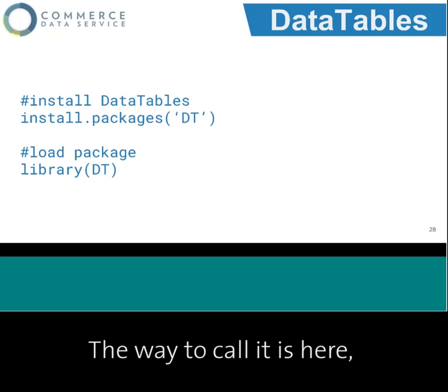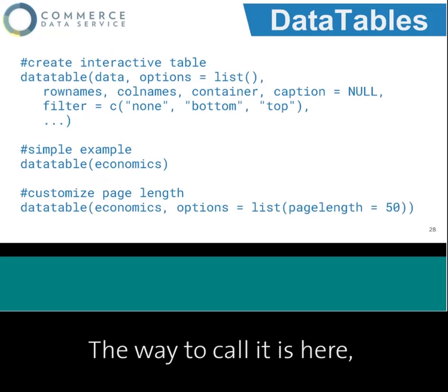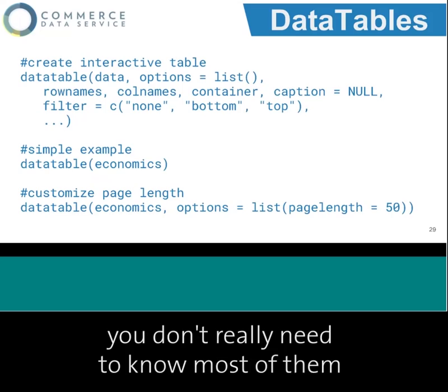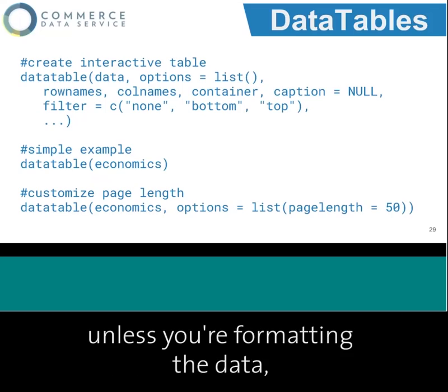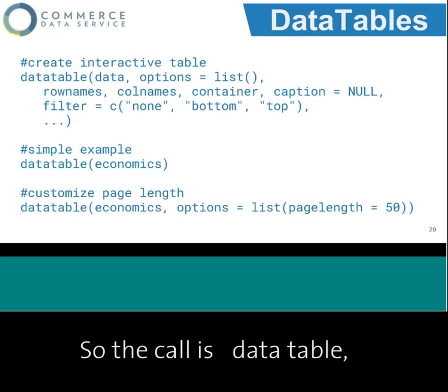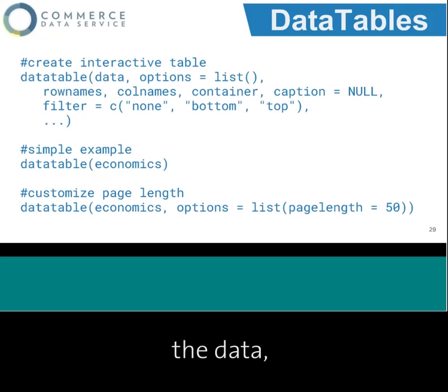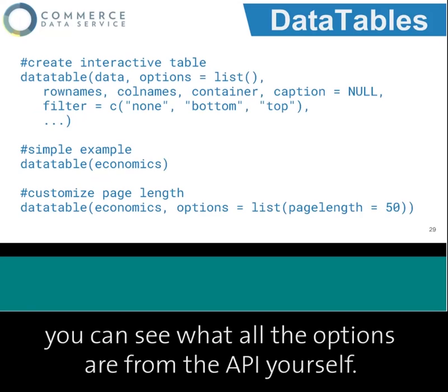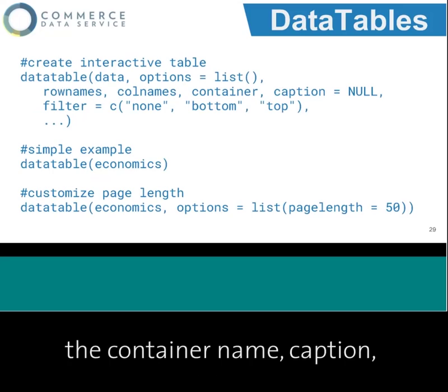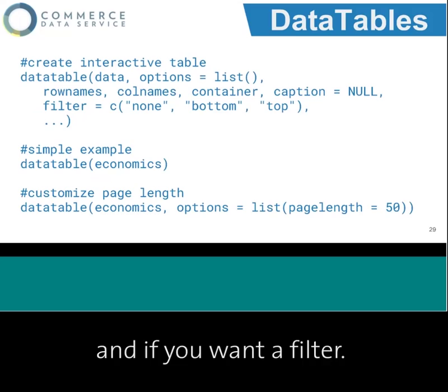The way to call it is here, and that looks like a lot of options. You don't really need to know most of them unless you're formatting the data again in a specific way. So the call is datatable, the data, and an option in list form. You can see what all the options are from the API yourself. You can pass it the row names, the column names, the container name, a caption, and if you want a filter.